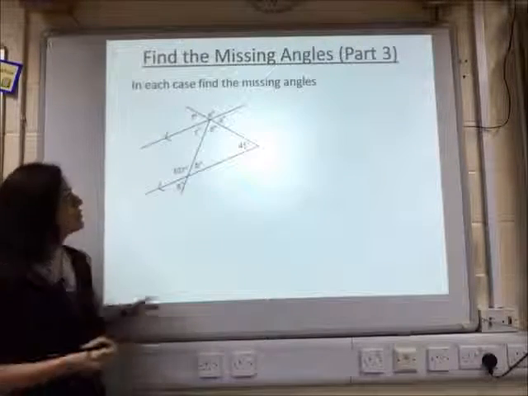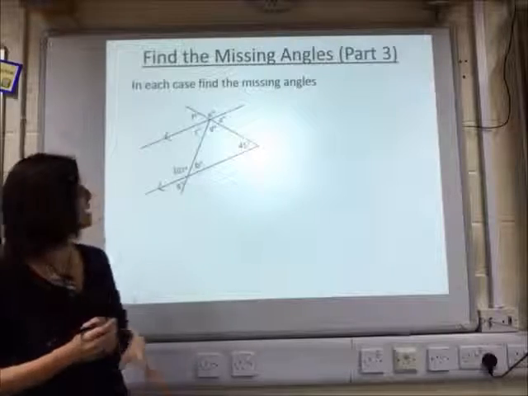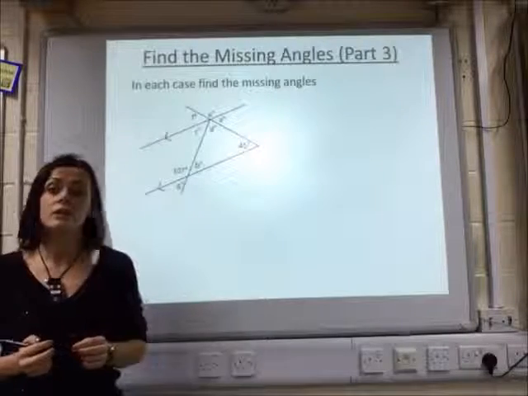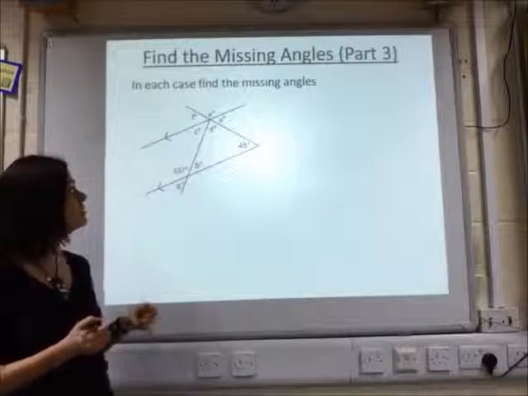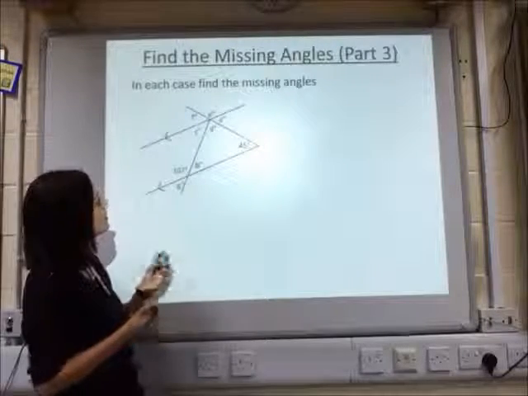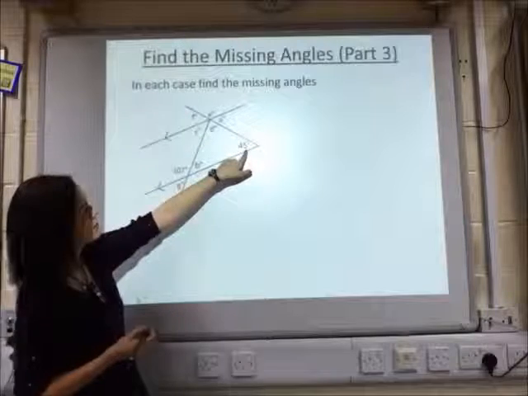Okay, second one is a little bit more complicated. There's lots going on here. There's lots of places that you can start. It doesn't matter what order we find these angles in so long as we find them all. So let's have a little look at what's going on. I can see my 45 degrees here.